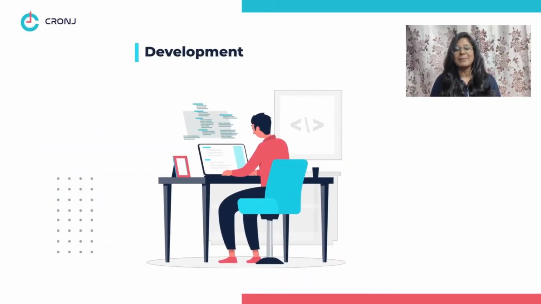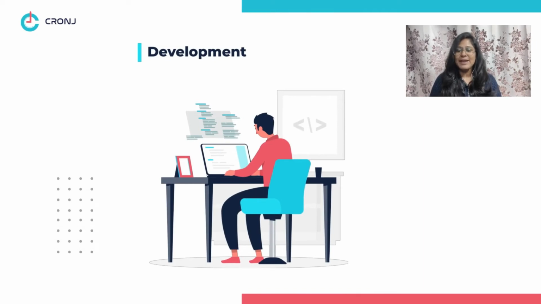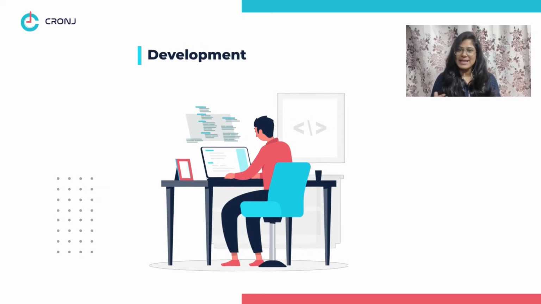Number 3, development. When the design and the prototype have been greenlit, the development takes charge and starts the process with the agile development method. This makes the process and transition smooth and simpler.